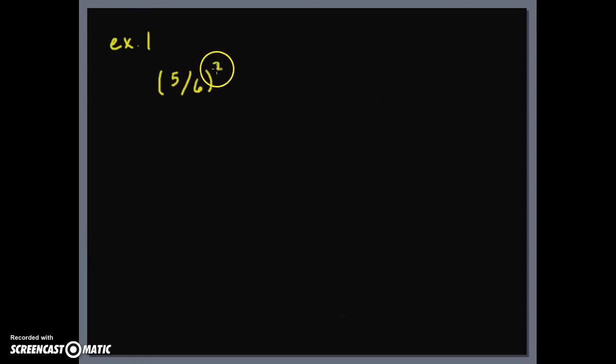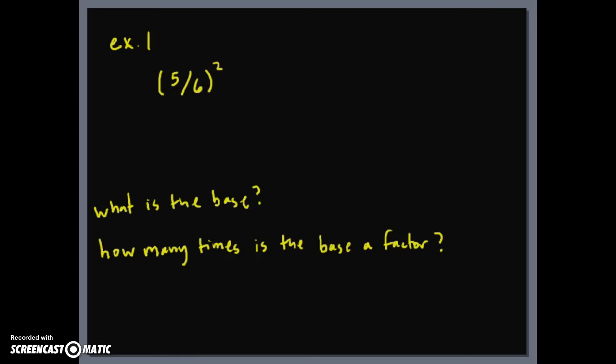Example number 1. So you can see here we've got a fraction as our base. We've got 5 over 6 squared. So essentially with fractions, the process for taking it to the power is the same. You're just going to take each number individually to the power. So 5/6 squared is the same thing as saying that the base 5/6 is being multiplied by itself 2 times. So here's the base, and we're multiplying it by itself 2 times.